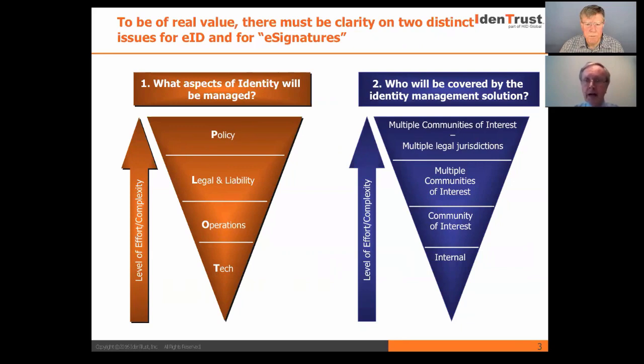So the Identrust Trust Network was developed primarily to cope with the top of the inverted triangle, multiple communities of interest covering multiple legal jurisdictions. And to do that, we have a comprehensive operating rule set that is shown in the left-hand inverted triangle, which covers policy, legal and liability issues, operational as well as technical issues. Now, the Trust Network can cover everything lower down the triangles, but its real uniqueness and its potential lies as a solution to those issues at the very top of each triangle.